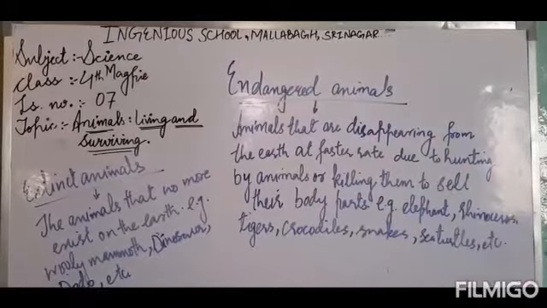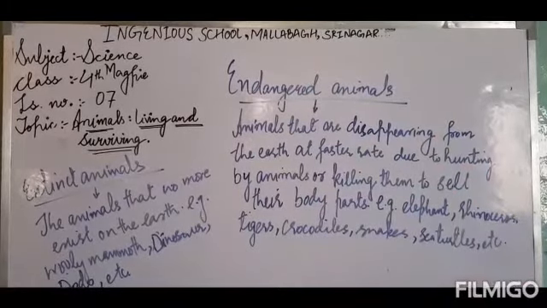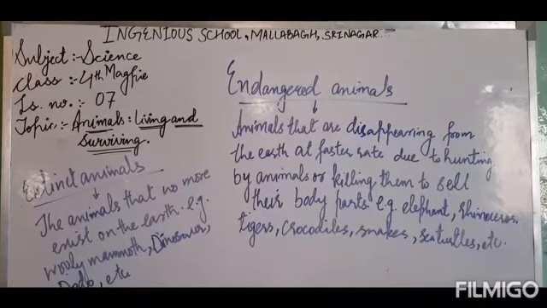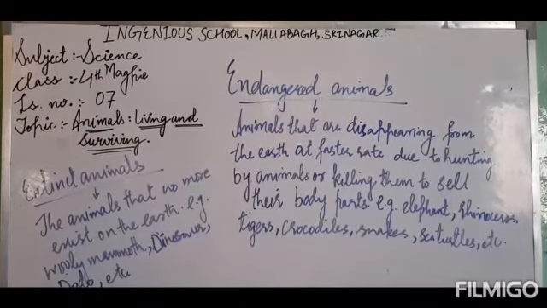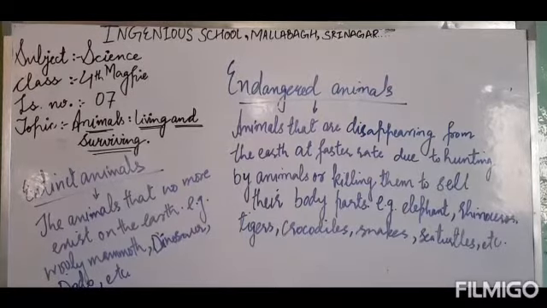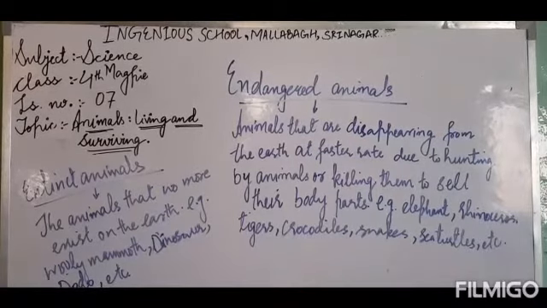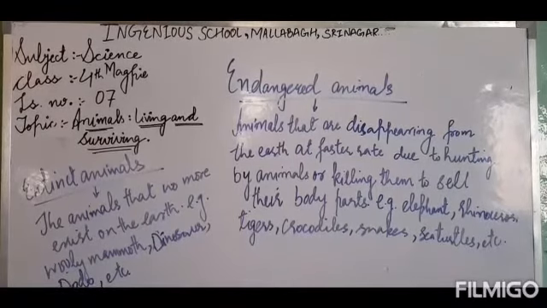Now, what are the causes? What are the reasons that these animals are disappearing from the earth, and maybe in the coming years they will not appear on the earth at all? They will vanish from the earth. They will totally disappear. What are the reasons that they are placed under the category of endangered animals?